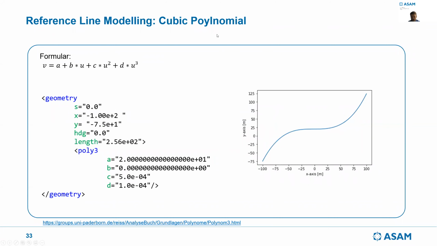The cubic polynomial is a polynomial of third order. So that is a u and v at that point. And yes, here again we have the already familiar s, x, y, heading and length, and then the poly3 will come with the parameters in the XML description, and that polynomial we will encounter quite often throughout the OpenDRIVE specification. That is used quite often, and yeah, that's how a poly3 could look like.